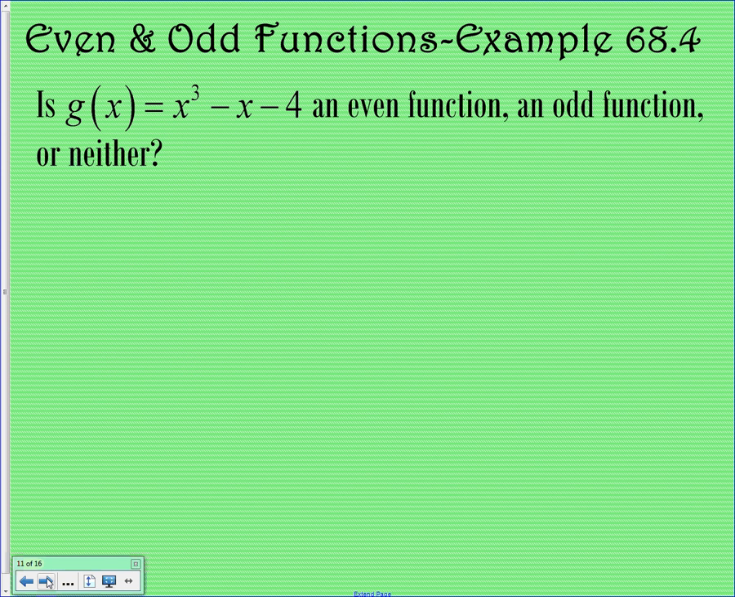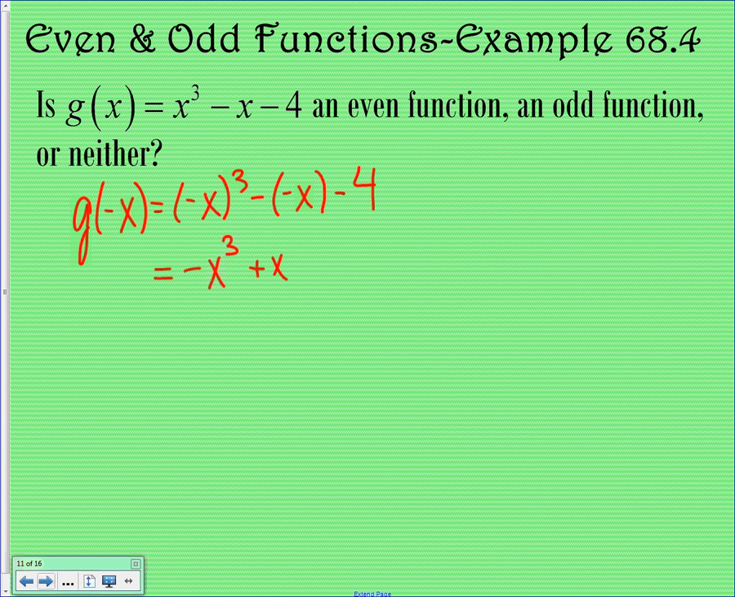Okay, so let's look at this function. Is this one even, odd, or neither? Well, we always start by doing a negative x everywhere we have an x. So we're going to have negative x to the third and then minus negative x minus 4. And we want to simplify. So that's going to be negative x cubed plus x minus 4. That's obviously not identical to what we had, so it's not an even function.